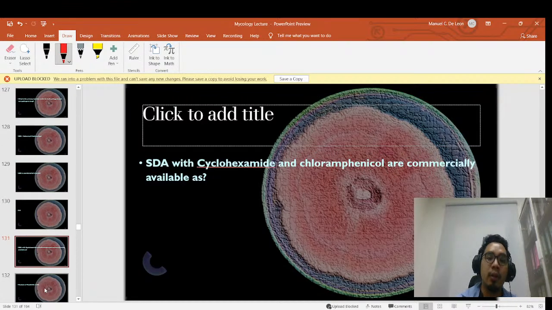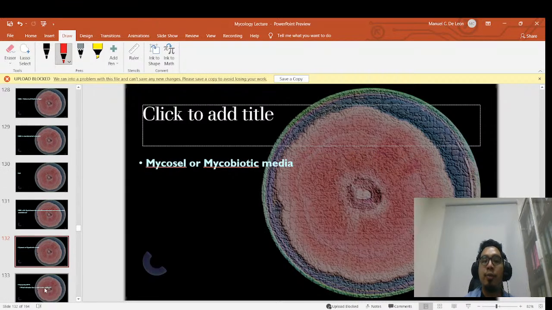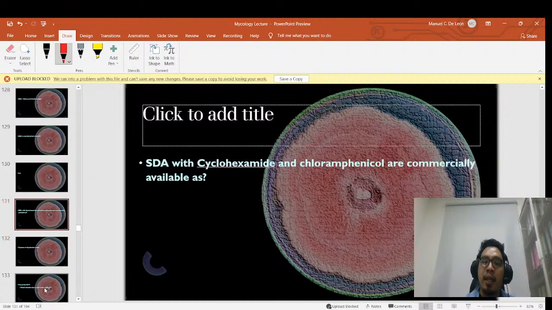SDA with cycloheximide and chloramphenicol is usually commercially available as Mycosel. I've mentioned earlier that I'm not affiliated with any of the companies. However, there is a question in, I think, an ASCP exam, which is the reason why I added it here in our lecture, because Mycosel and Mycobiotic media are usually mentioned in some of the questions. So please be mindful that if it's Mycosel or Mycobiotic media, this is basically just cycloheximide and chloramphenicol enriched SDA.